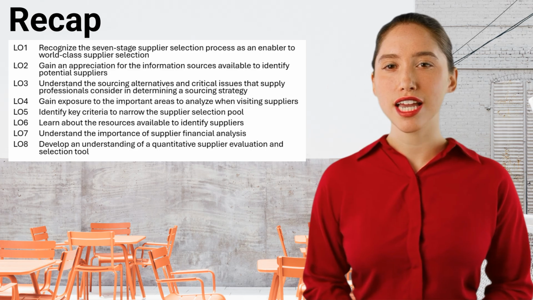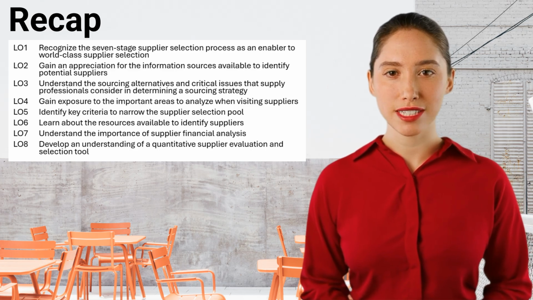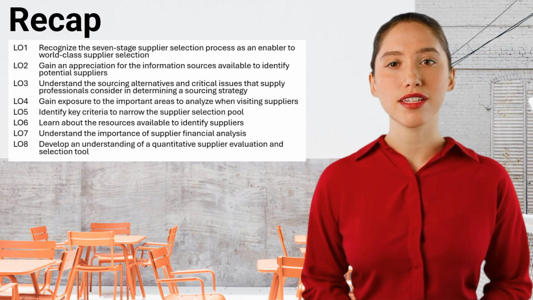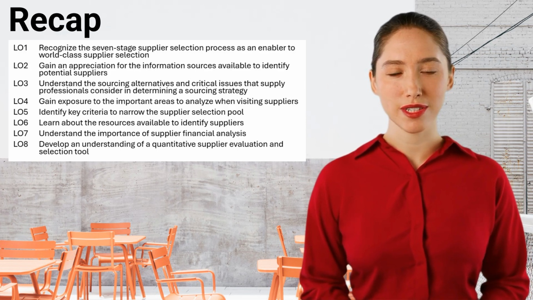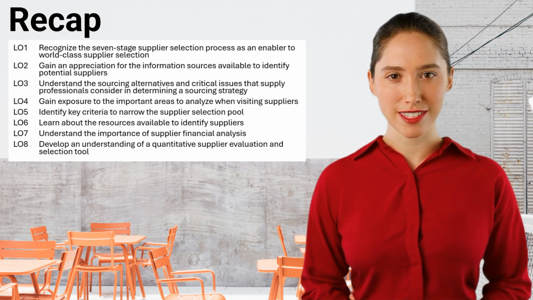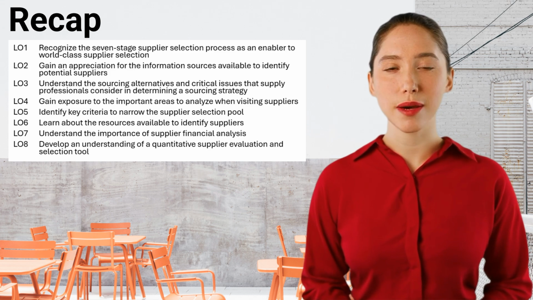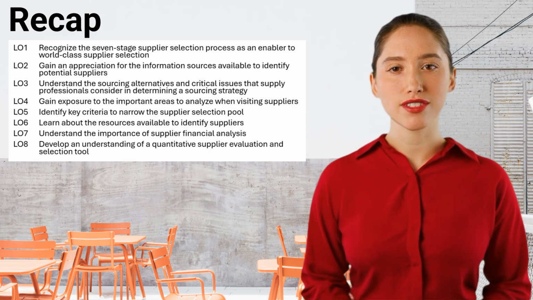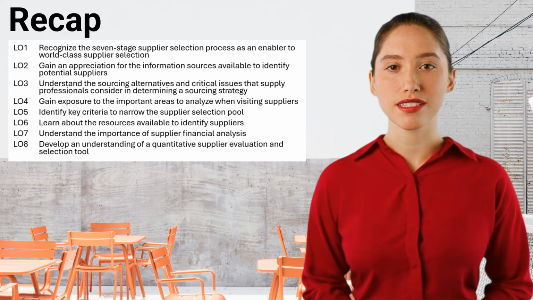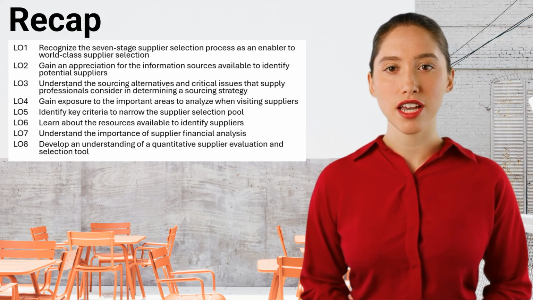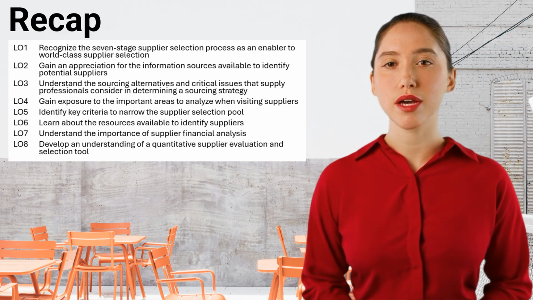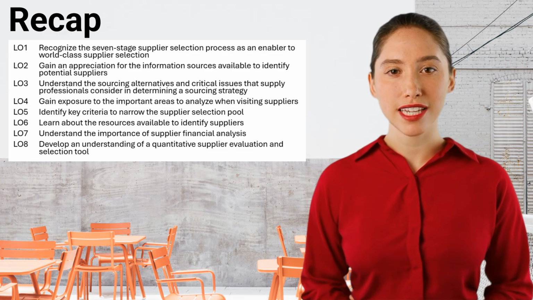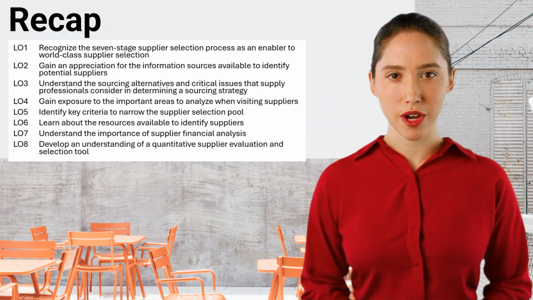Each stage, from recognizing the sourcing need to selecting the supplier and reaching agreement, builds on the previous one to support more disciplined decision-making. Second, you gained an appreciation for the information sources used to identify potential suppliers. Effective supplier selection depends on combining internal knowledge with external sources, such as trade publications, databases, supplier-provided information, professional networks, and digital tools. You should now understand how the depth and breadth of information search varies depending on the strategic importance and risk of the purchase.